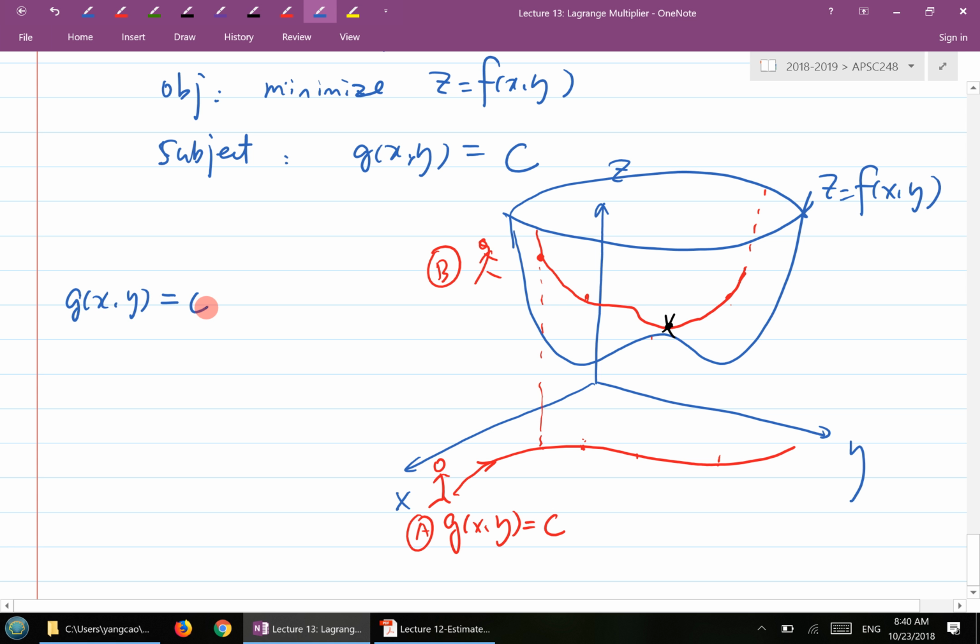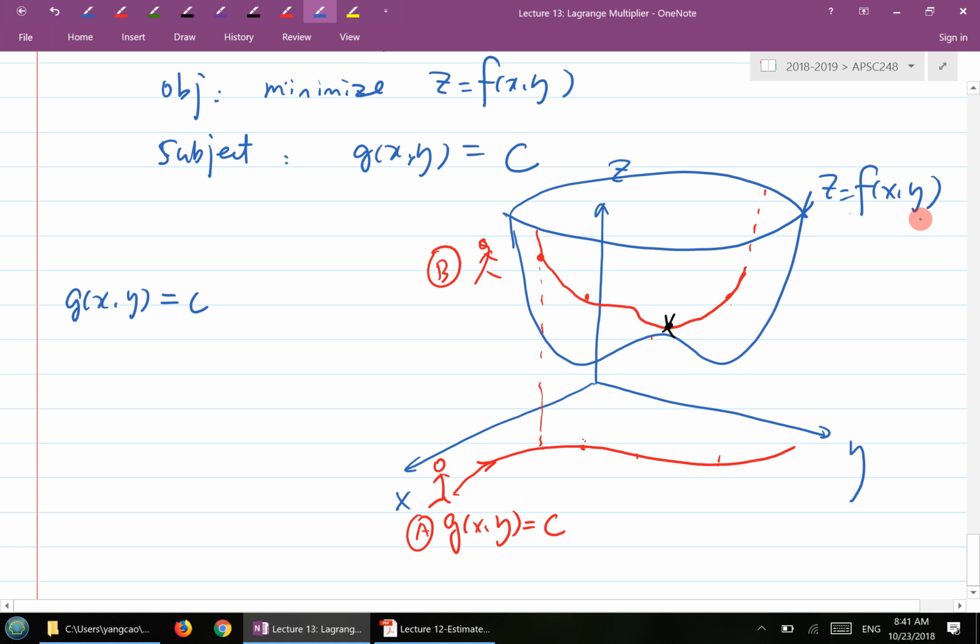Okay. So when you have a function g of x, y equal to c, actually that should remind you a little bit of when we learn multivariable functions, let's say z equal to f of x, y. One thing I said to illustrate is to plot it out. You get a surface, right?